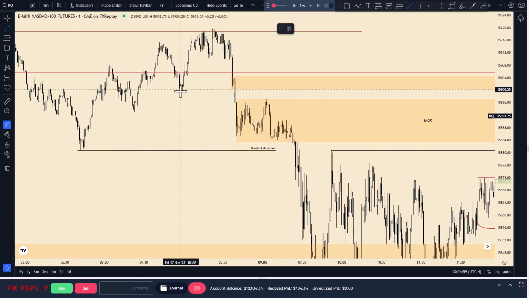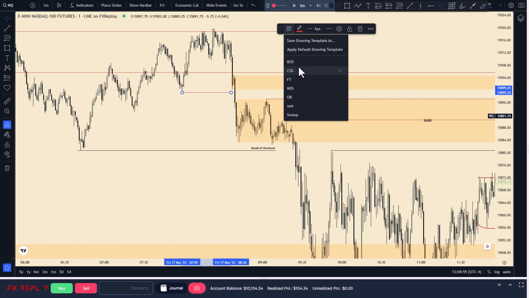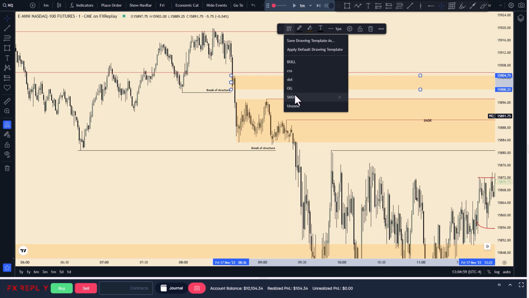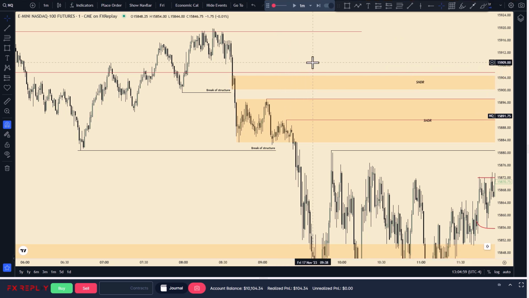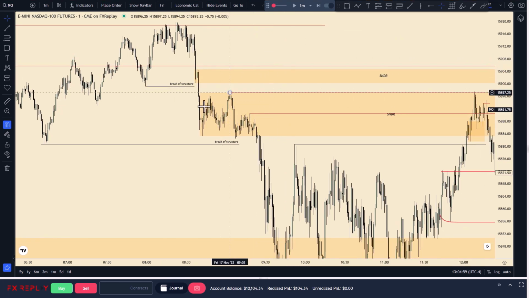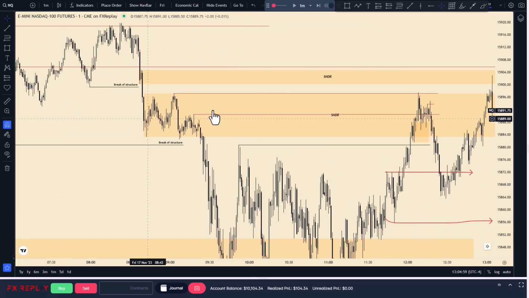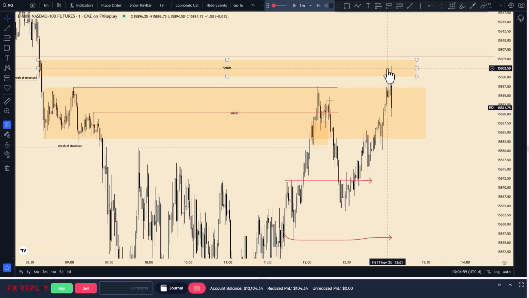But this is the SNDR of this break of structure. So this is the break of structure, and this right here is the SNDR, just like this. This one is bigger, and it was responsible for this. This one was responsible for this. Beautiful push from it, but you can't really capitalize on it on the 1 minute time frame.